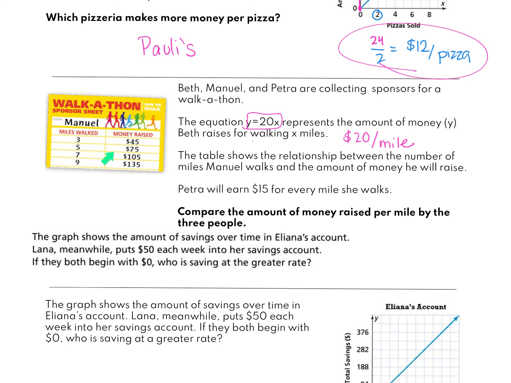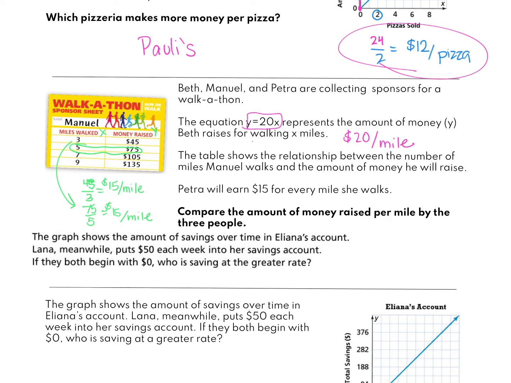When it's a table, don't forget we have to find the unit rate by dividing y by x. So here, I'm just going to bring this down here. 45 divided by 3, that's going to be $15 per mile. And we can check this to make sure that it's proportional. 75 divided by 5, that's going to give us 15 again. I'm doing the math in my head. So you can check each one of those.